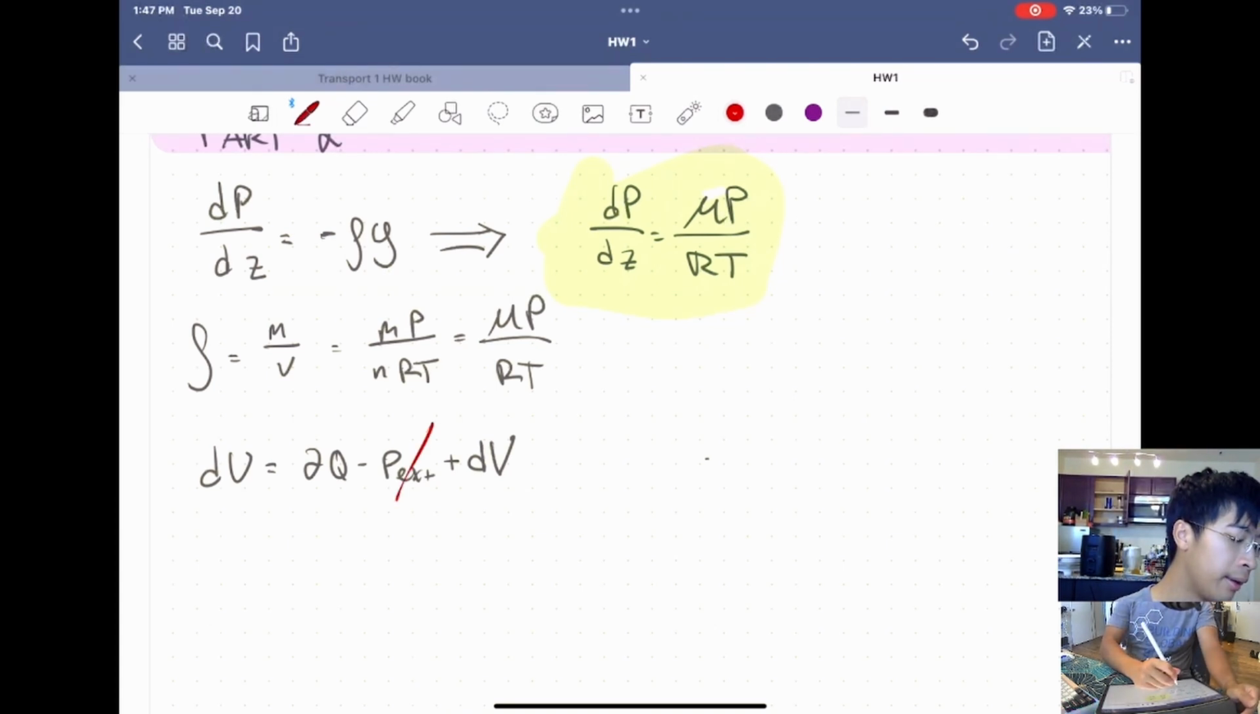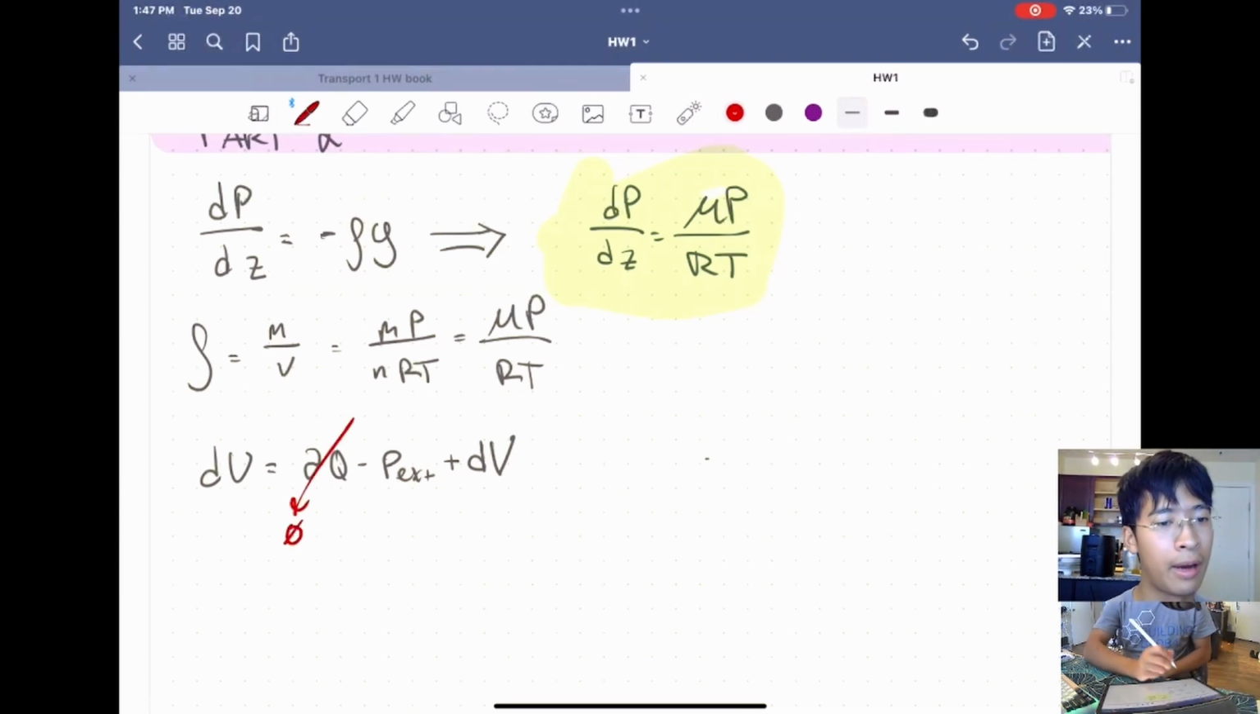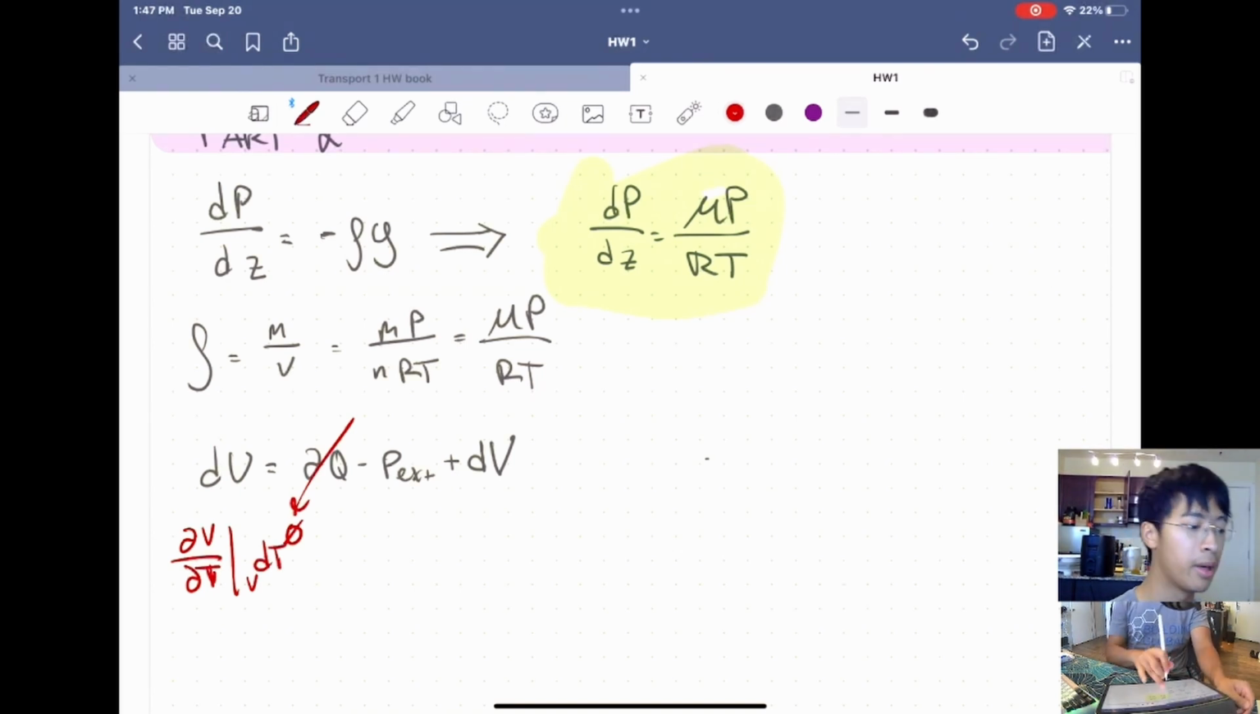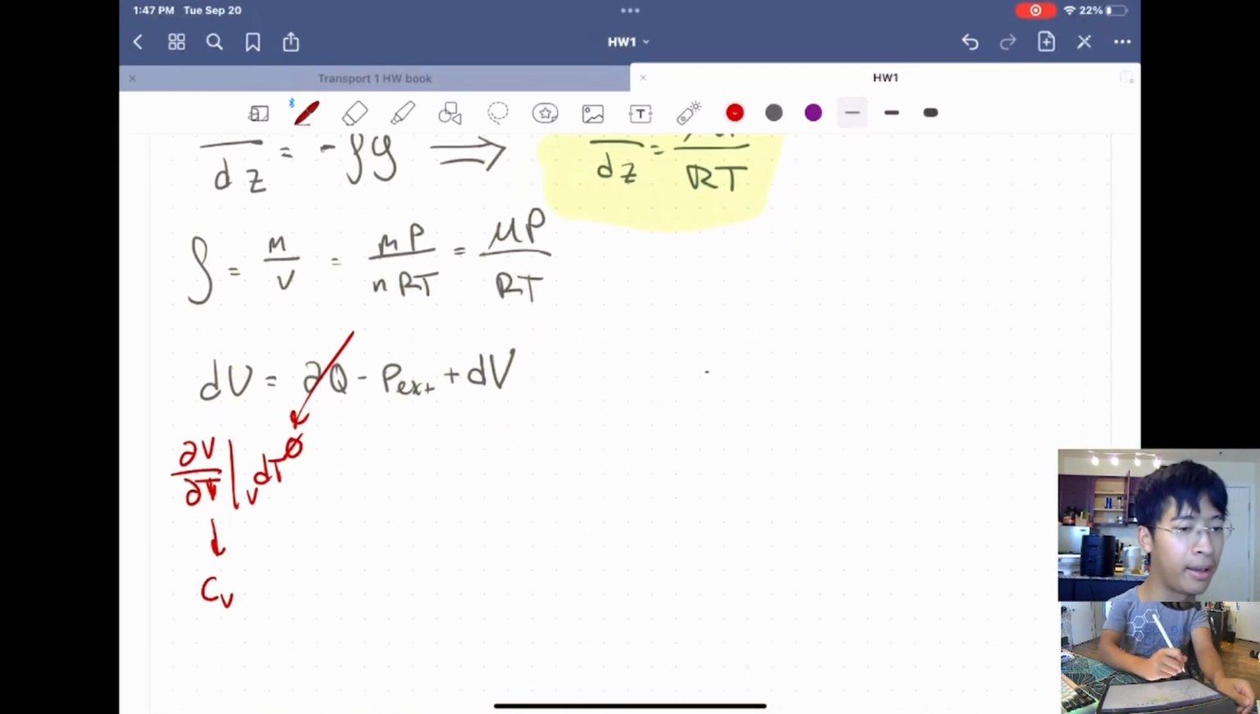We're told that it's an adiabatic process, so we now know that there is no heat exchange. Because it's an adiabatic process, the change in internal energy can be modeled by a differential change in internal energy per change in temperature, held at constant volume, multiplied by a differential change in temperature, and we know this to be our heat capacity at constant volume, CV dT.